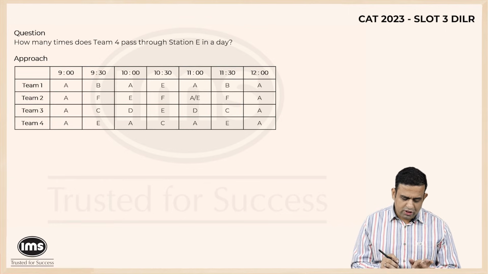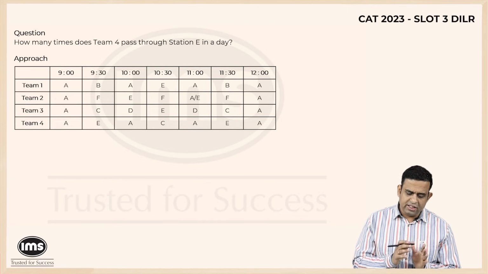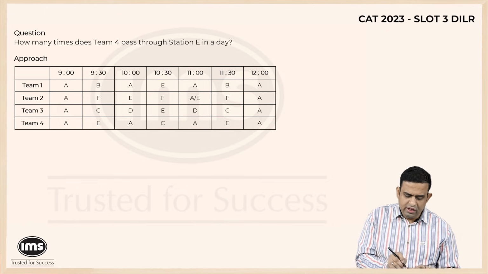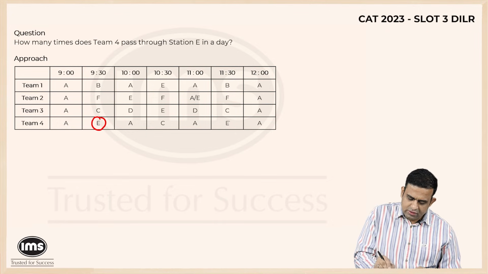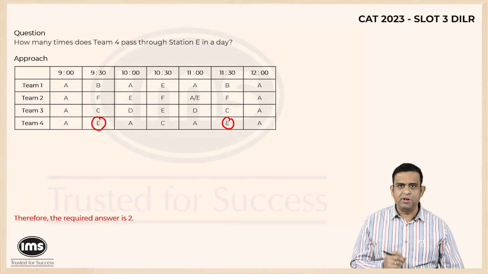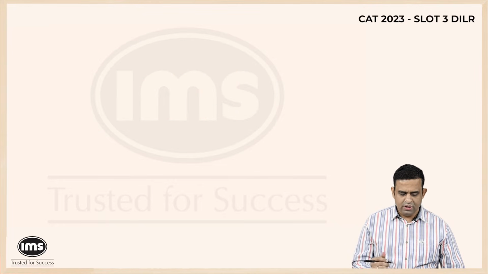So I have to focus on team number 4, and they are saying how many times they pass through E. So once, twice. So the answer for this particular question becomes 2.